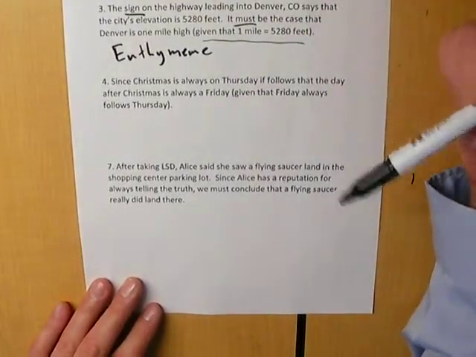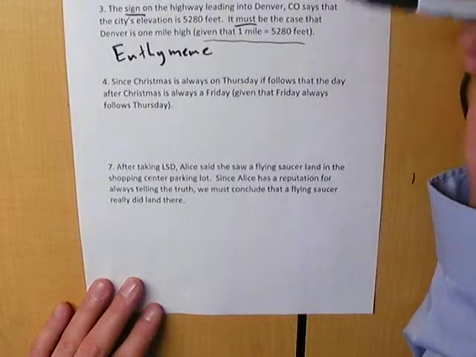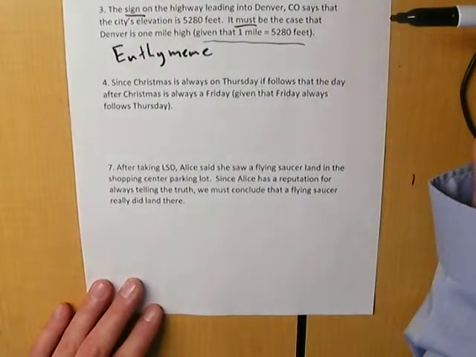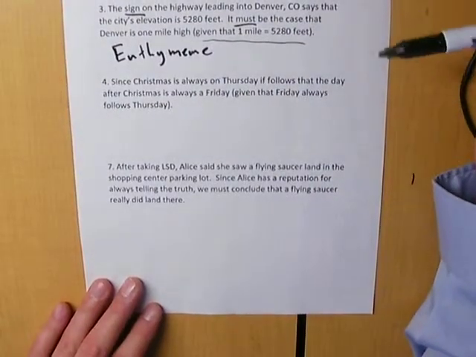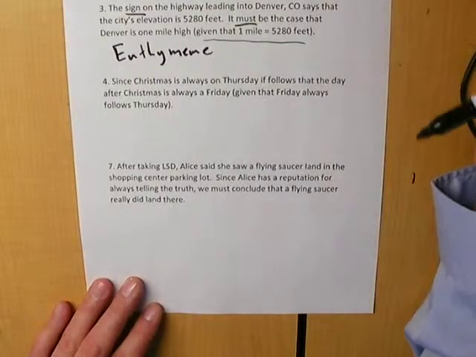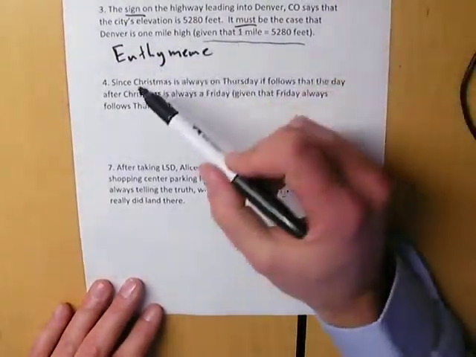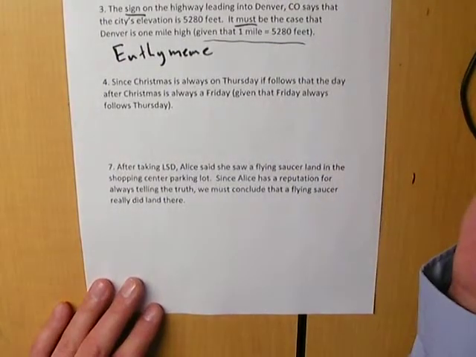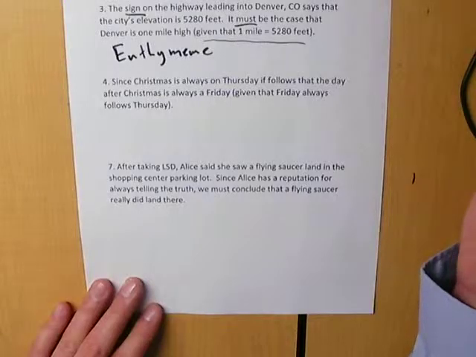And remember, to test for validity, you assume that they're true. Valid, invalid doesn't actually have anything to do with the actual truth value of the respective premises. We're not asked to determine if it's sound or unsound. So, of course, we know that the premise here is false. Christmas isn't always on Thursday, but for validity, we're ignoring that.